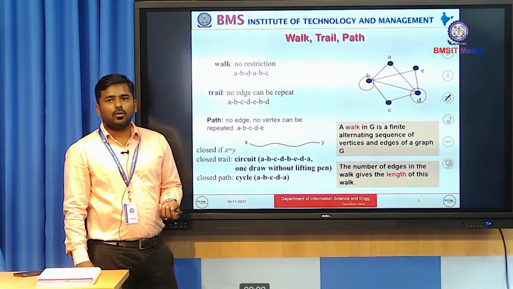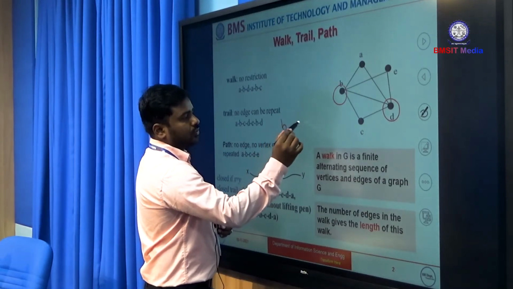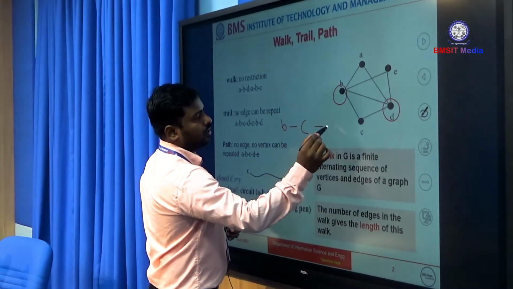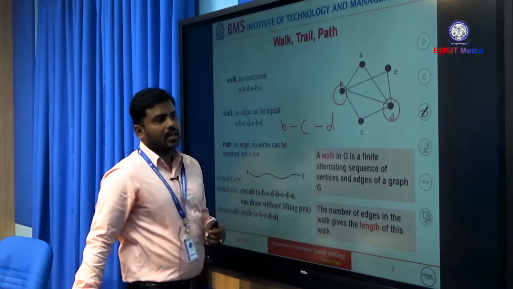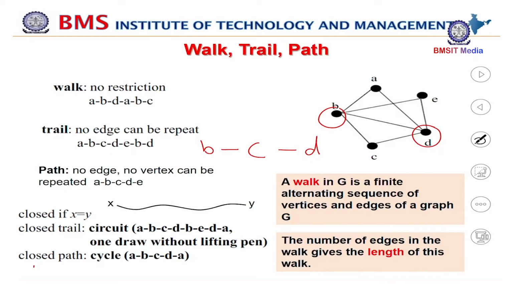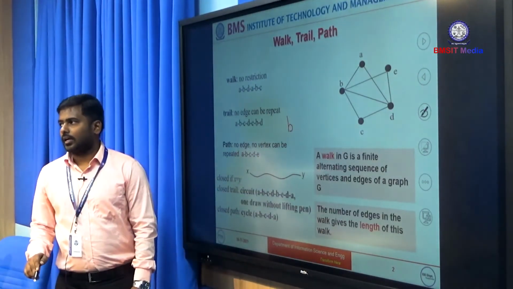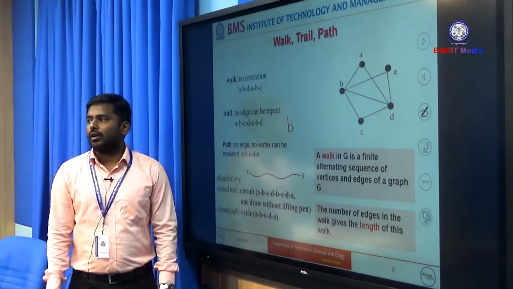Now, let us see an example for the open walk. If I start from B, I will reach C, then I will reach D. This is an example of an open walk. There is another type of walk, which we call a closed walk. In a closed walk, what happens? If we start with vertex B, then we will reach the same vertex. Such a walk we call a closed walk.